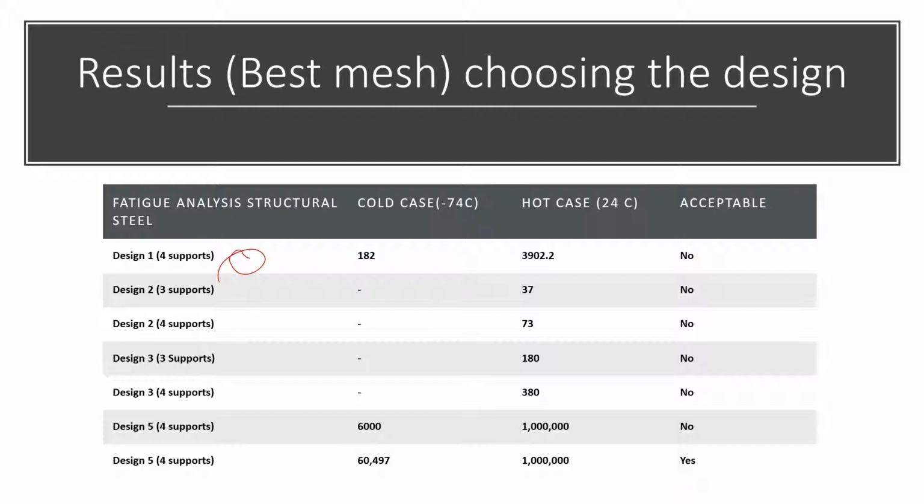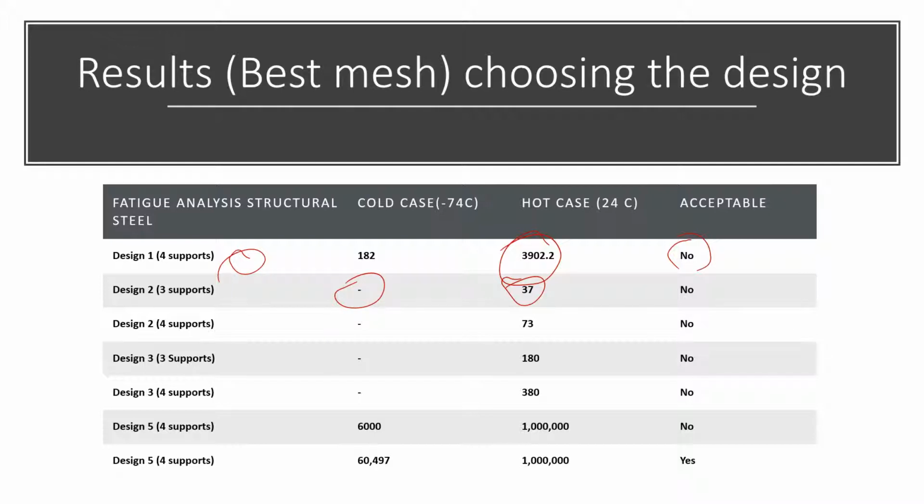The cold case scenario with 24 degrees gave us 3,902. We deemed it not acceptable. We moved on to design 2 with 3 supports. We ran a hot case scenario first. It loaded 37, so judging from the first design, obviously this would fail.